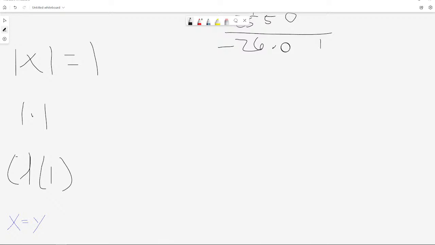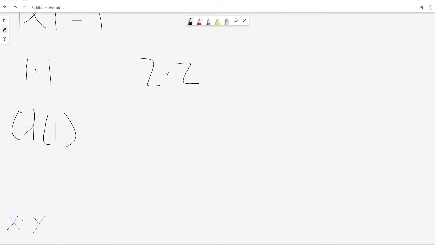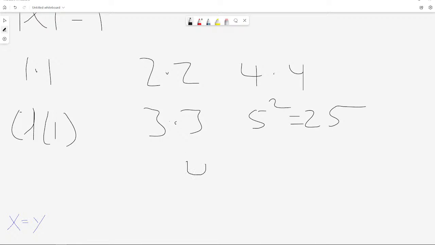So 4 is a perfect square because 2 times 2. 9 is a perfect square, 3 times 3. 16 is a perfect square, it's 4 times 4. 5 squared is 25, then 6 squared.